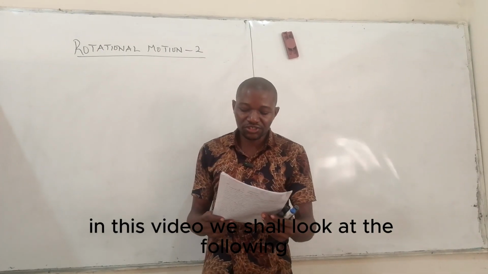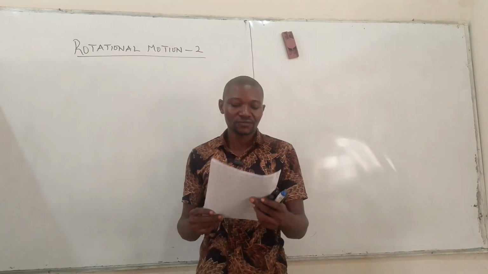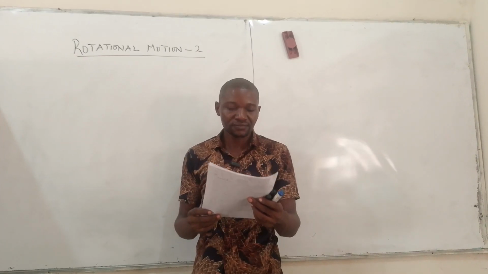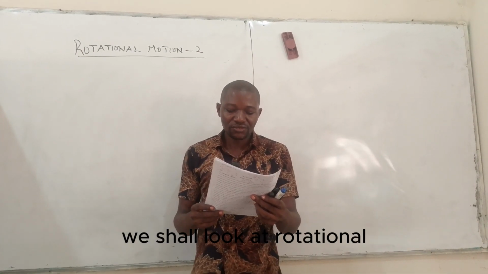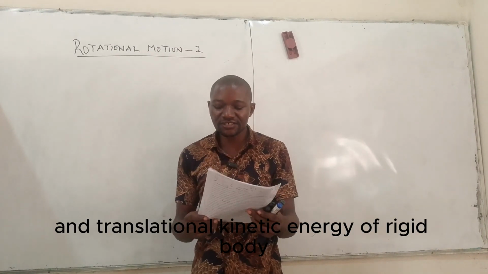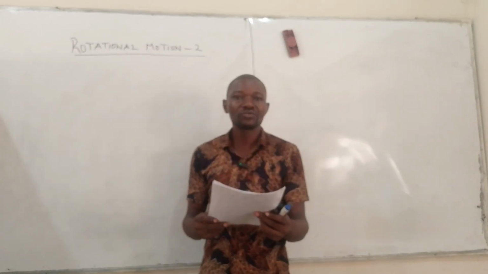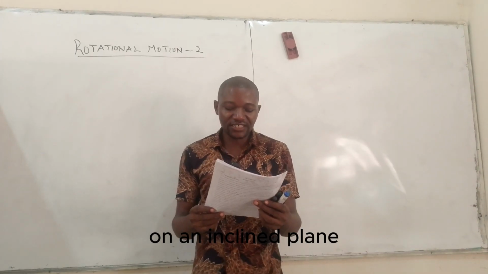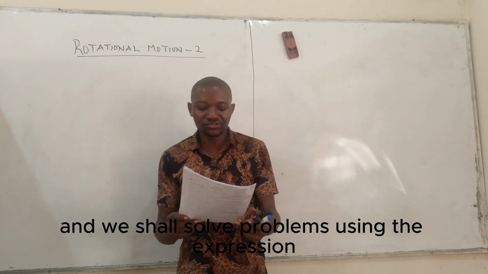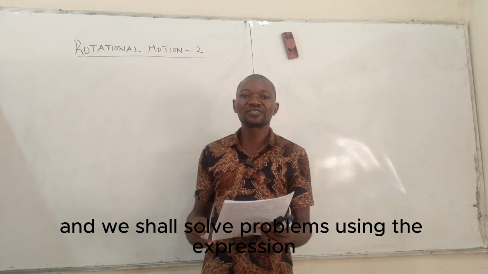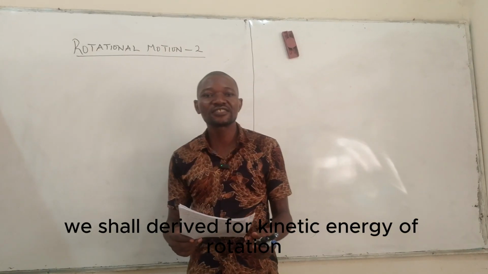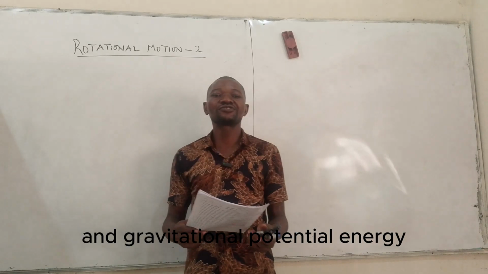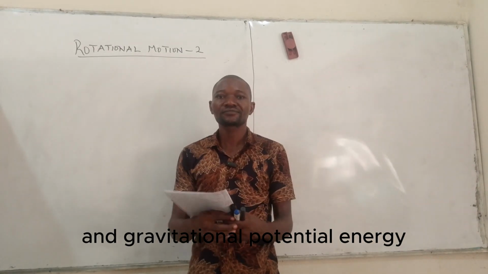In this video, we shall look at the following. We shall consider rotational kinetic energy of a rigid body. We shall look at rotational and translational kinetic energy of a rigid body. We shall also consider rotational kinetic energy of a rigid body on an inclined plane, and we shall solve problems using the expressions we shall derive for kinetic energy of rotation, kinetic energy of translation, and gravitational potential energy.